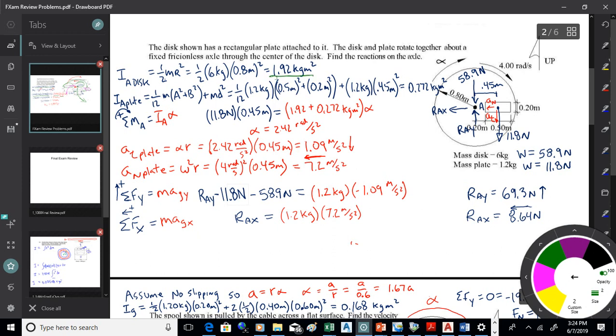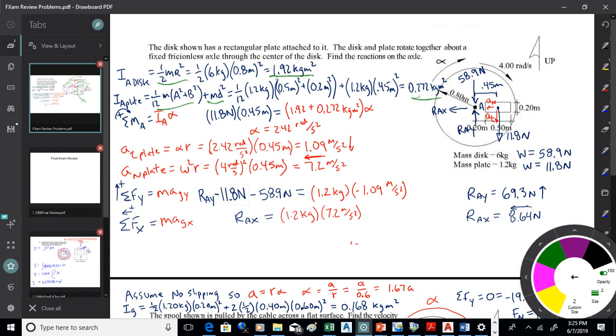Find the moment of inertia. Now on this, you're going to have to do the two pieces. The disk is 1/2 mR squared. The plate is 1/12 m (a squared plus b squared), that's the moment of inertia of a rectangular plate, plus the transfer axis term, md squared. So that's 0.272. Okay. So the total moment of inertia of that assembly about A is the sum of the two.